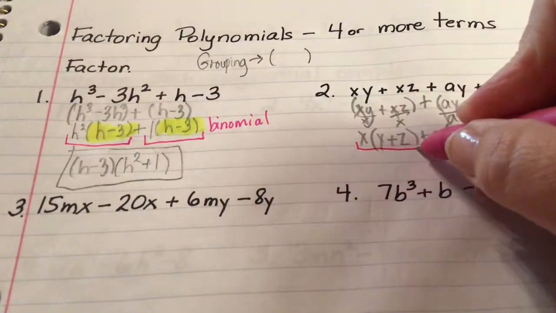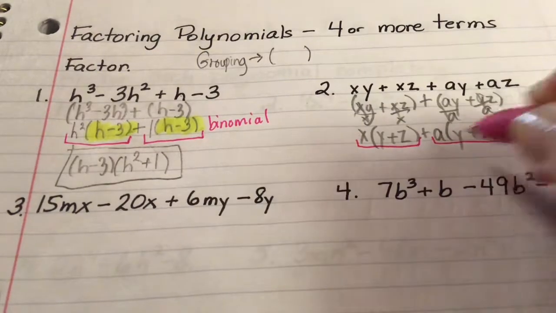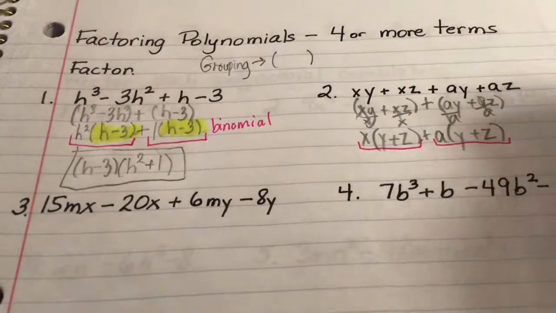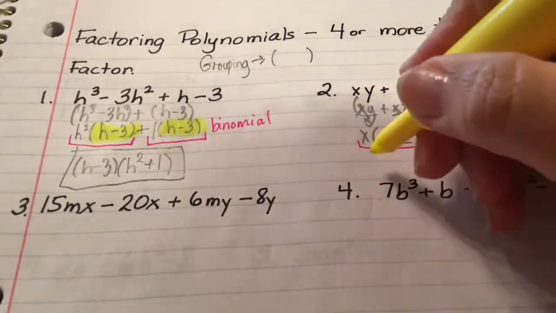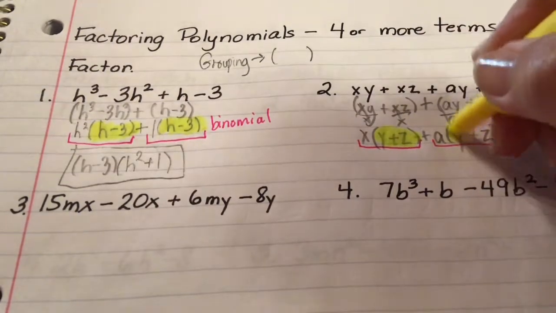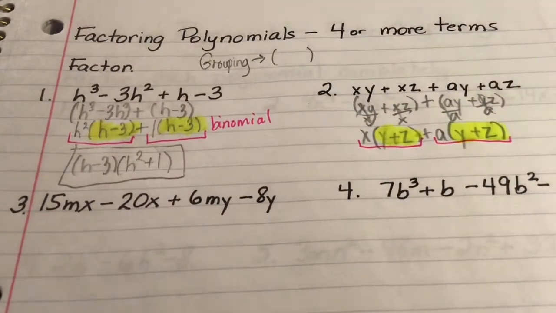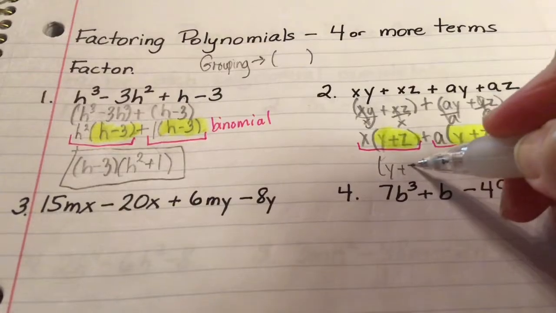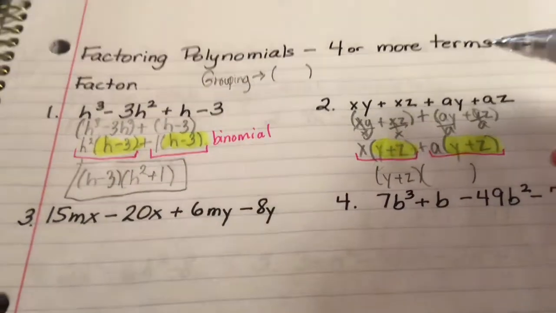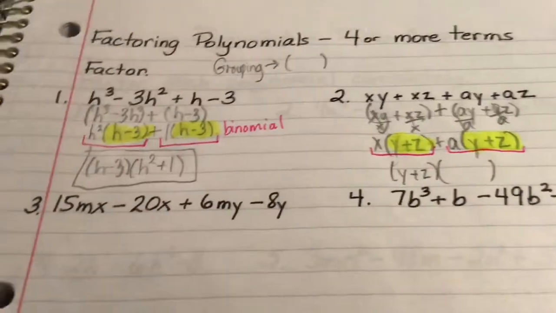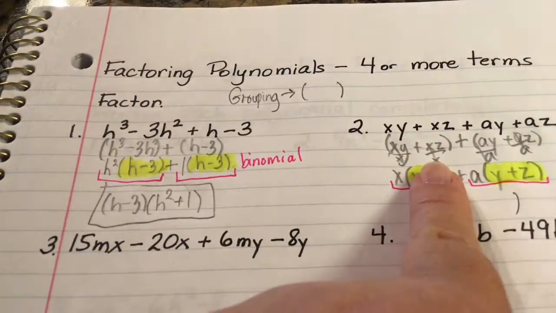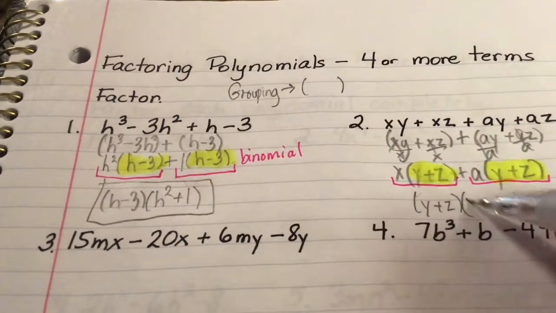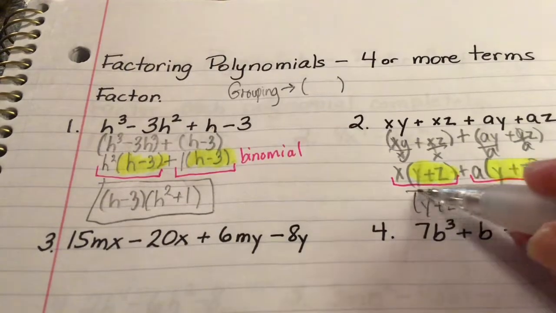I've got one term plus another term separated by a plus sign. And do we have a common factor in that binomial? Yes, we do. We have y plus z and y plus z. So I'm going to factor out the common factor y plus z. And what's left when I cover up the common factor? X plus a. And this is my answer.